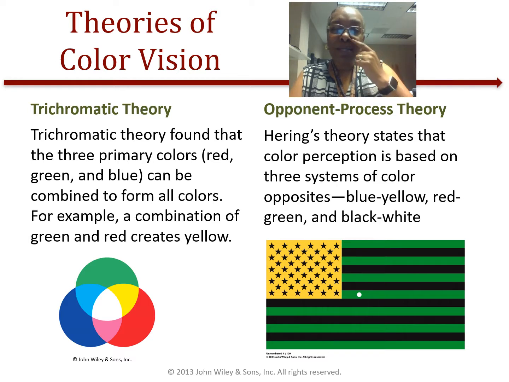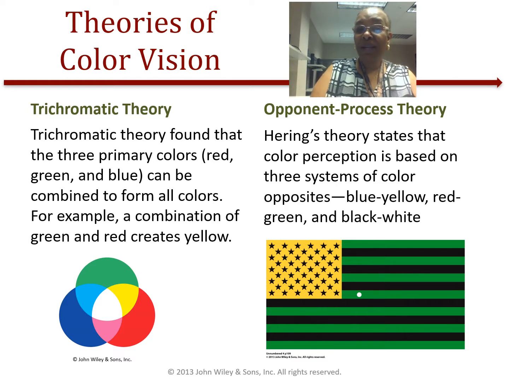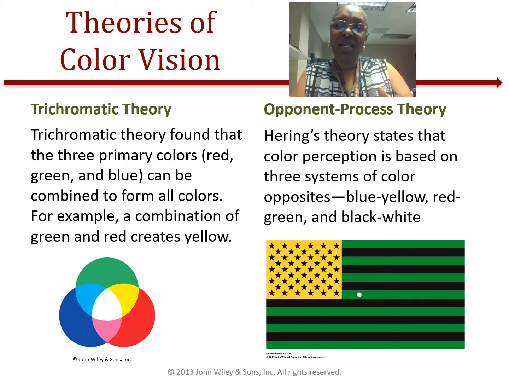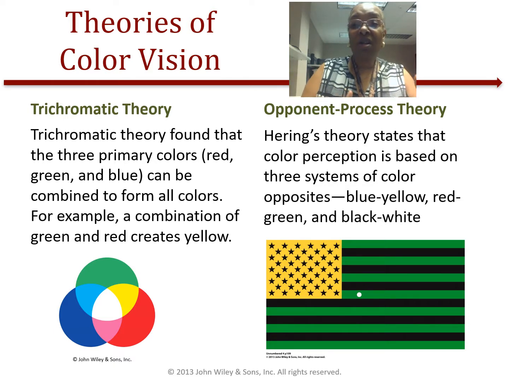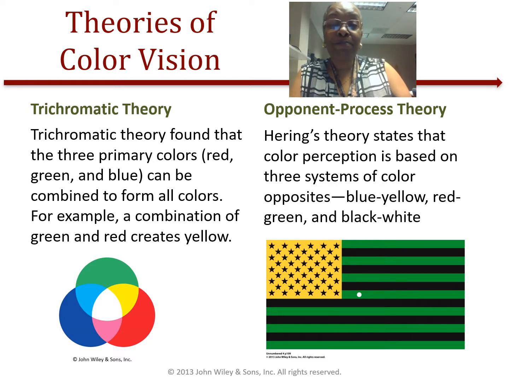But the opponent process theory, proposed by Ewald Hering later in the 19th century, also suggested a three-color system. But here, Hering said something a little different. He suggested that each system is sensitive to two opposing colors, blue and yellow, or red and green, or black and white, basically in an on and off fashion. In other words, each color receptor will respond either to the blue or the yellow, or the red or the green, with the black and white systems responding to brightness levels.